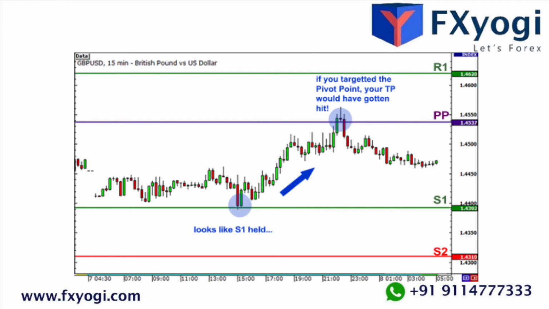Also, most of the time, trading normally takes place between the first support and resistance levels. Occasionally, the price will test the second levels, and every once in a while, the third levels will be tested.